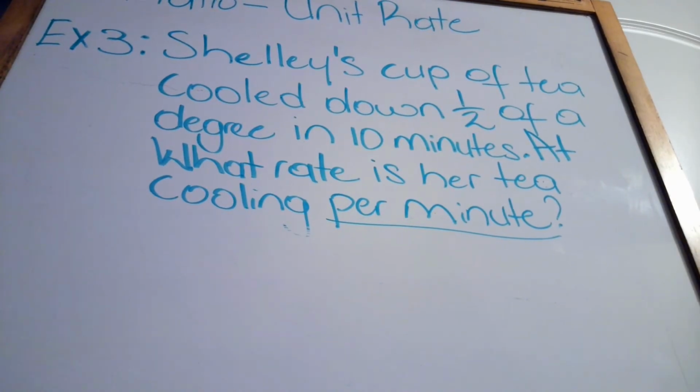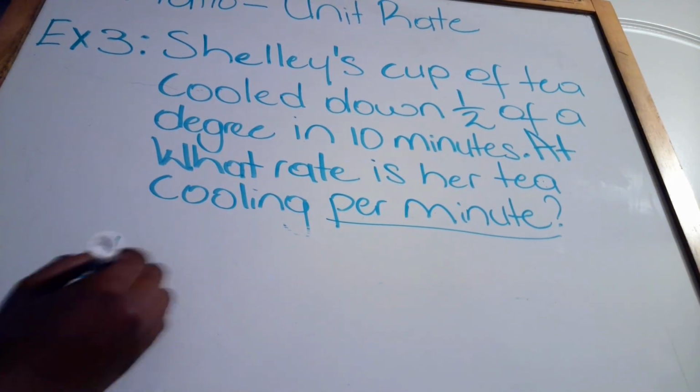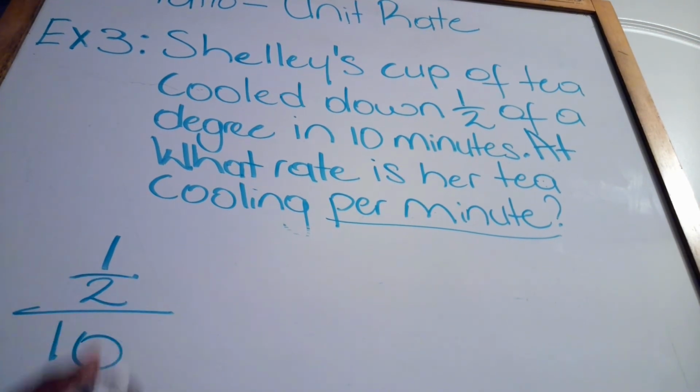Alright, so remember, I said that there are 2 ways we can solve it. Any of the ways that we are comfortable with, we can work with. Any one we work with is going to give us the same result. Whichever we set as a ratio, since we want to find per minute, that goes in the denominator. So 1/2 and 10 minutes.